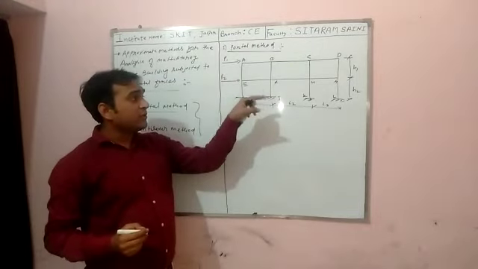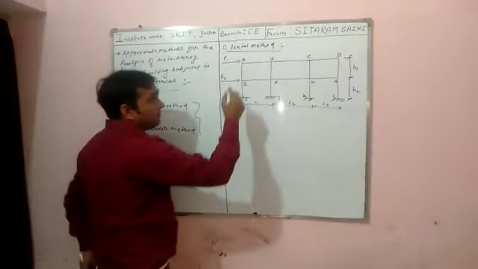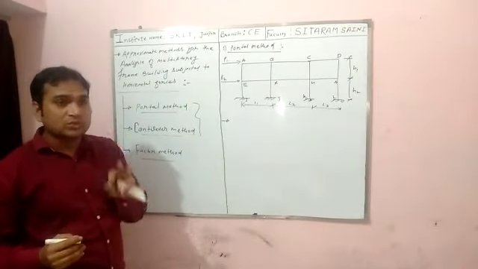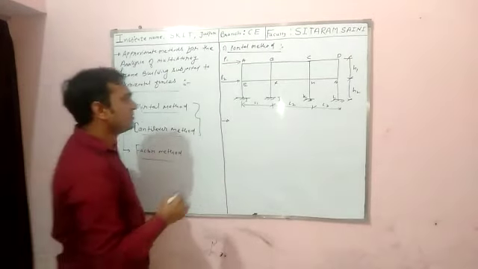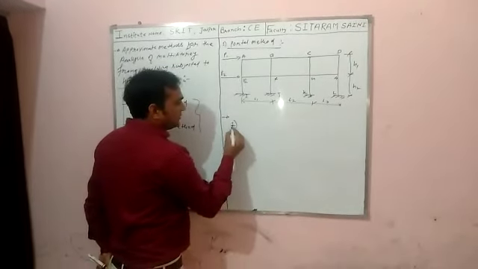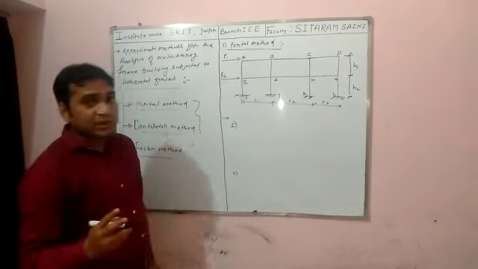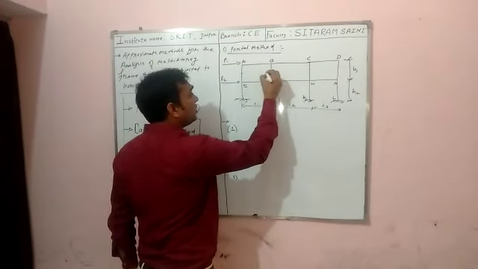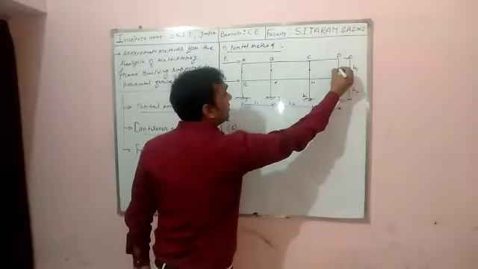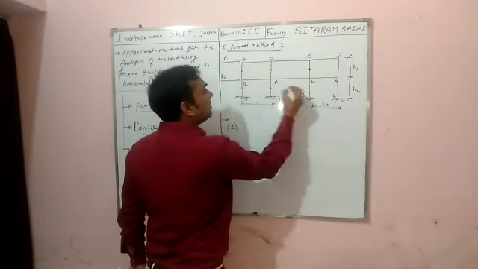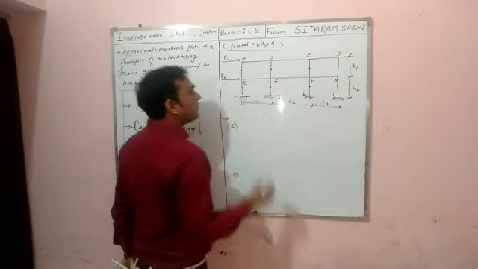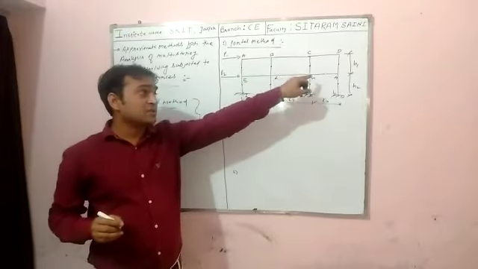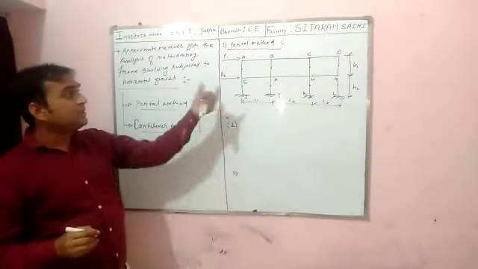Now we want to analyze this multi-story frame. In the portal method, two assumptions are made for the analysis. First assumption is that the point of contraflexure exists at the middle of the columns.